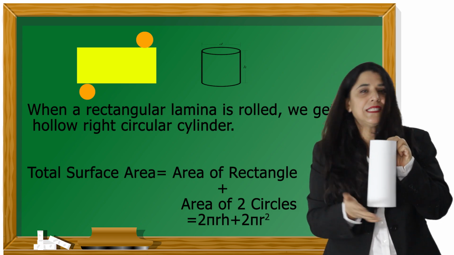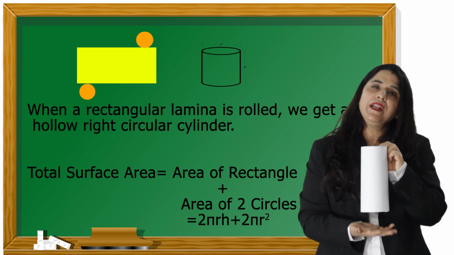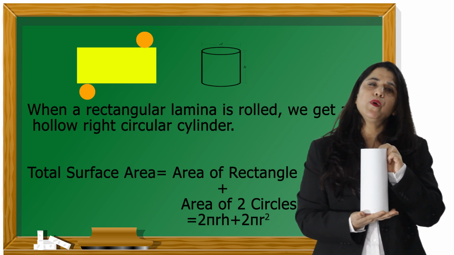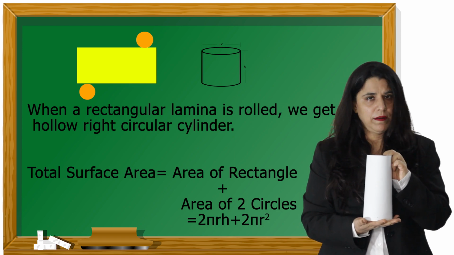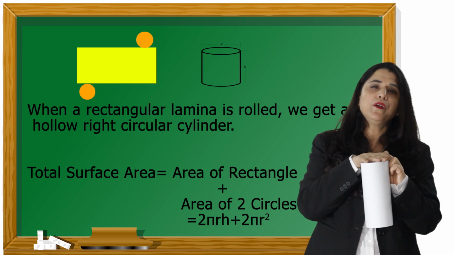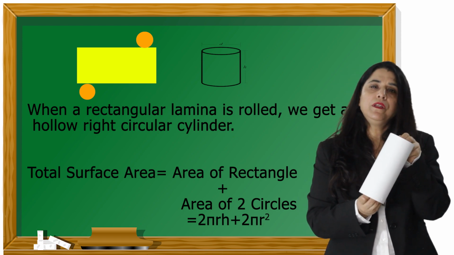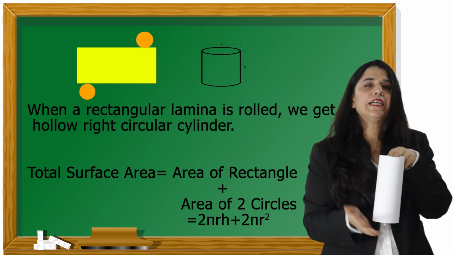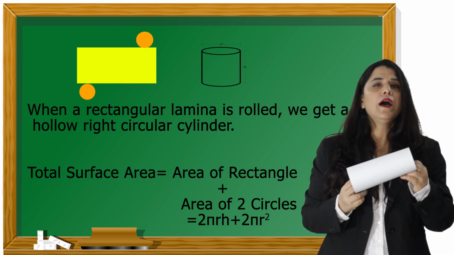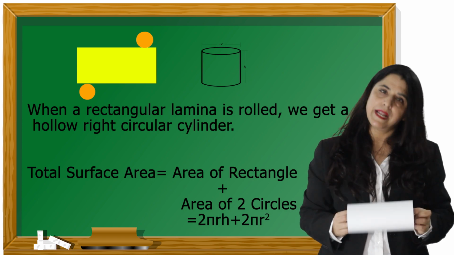What about the base and the lid? They are both circular pieces, yeah? So when the base is also a circle, its area will be equal to pi r square, and the top lid is also a circle whose area is also equal to pi r square. Now if I add both the areas of the lid as well as the base to the curved surface area, I get the total surface area of this cylinder.